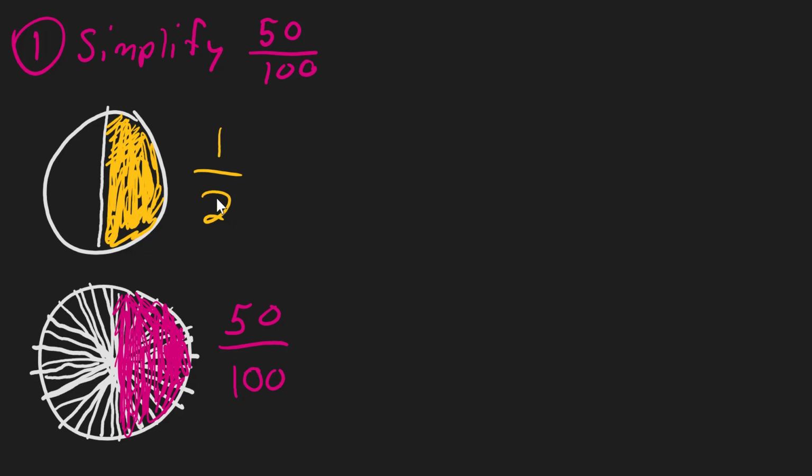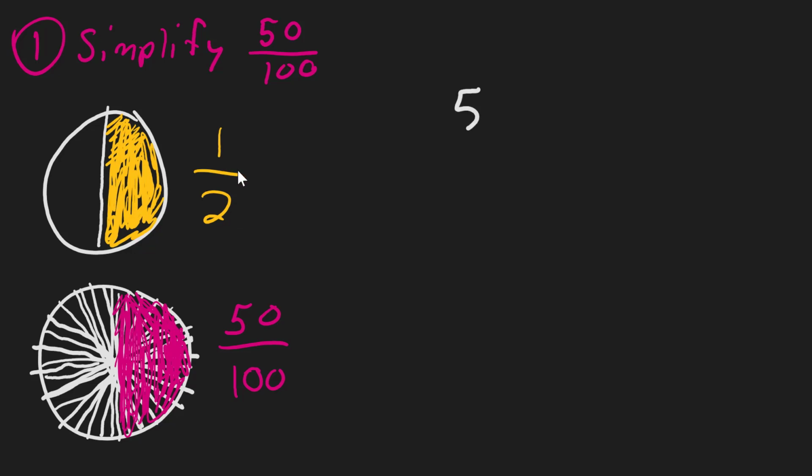50 100ths is the same as 1/2. It's just that 1/2 is a lot simpler way of saying 50 100ths. And so that's what simplifying is. It's taking a complicated thing like 50 over 100 and stating it in the simple truth that, yeah, the value of 50 100ths is just 1/2. I ate 1/2 of the pie, right?